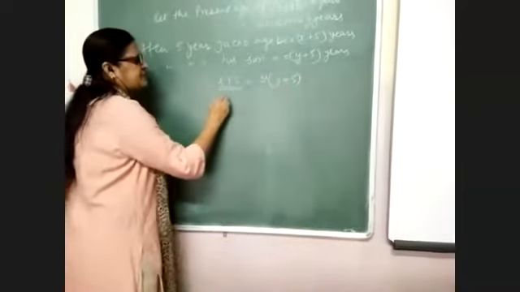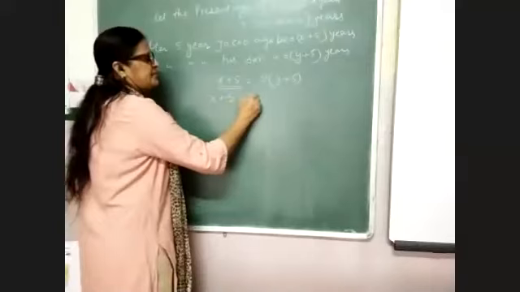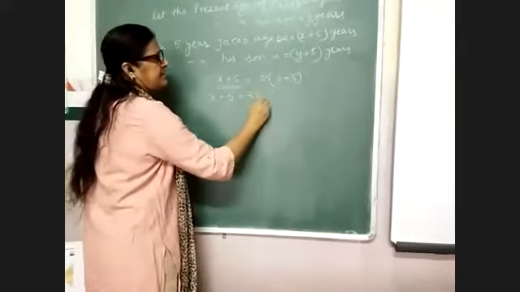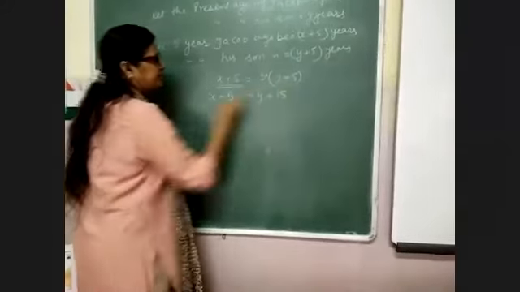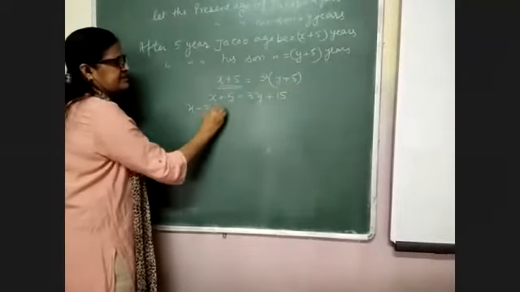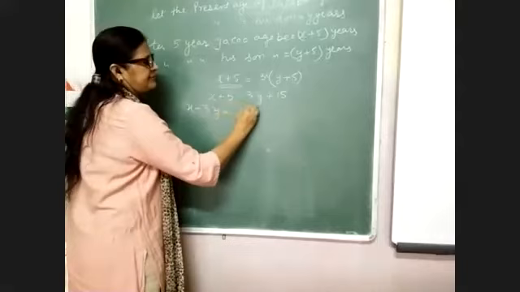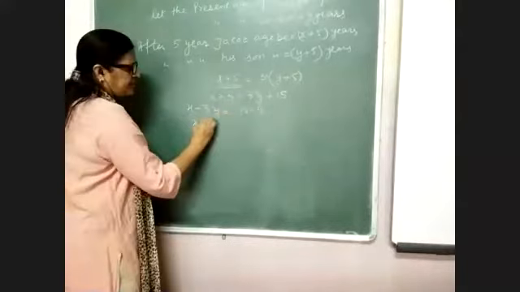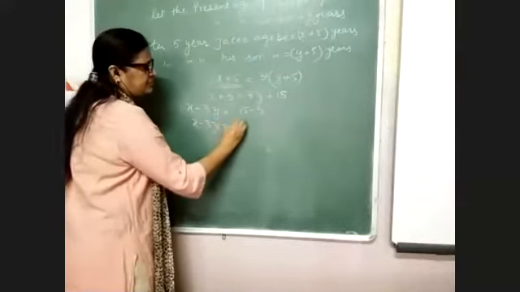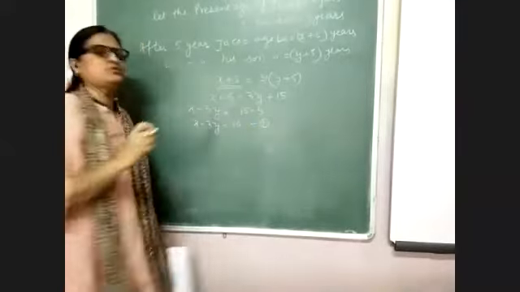So x plus 5 equals 3y plus 3 fives are 15. So your first equation: transpose 3y to the left hand side and 15 minus 5. It becomes x minus 3y equals 10. This is your first equation.